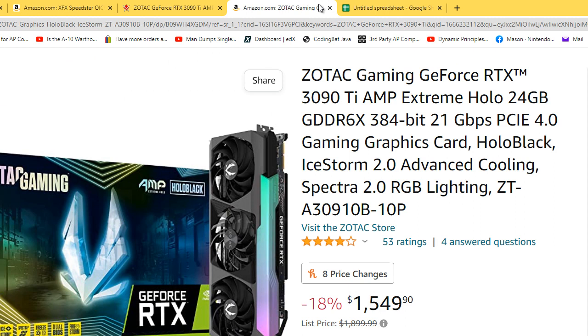As you can see here, you could buy said card. You can find better deals than this, but you can buy said card right now for $1,549.99 at Amazon. Great deal. But let's look at the math.